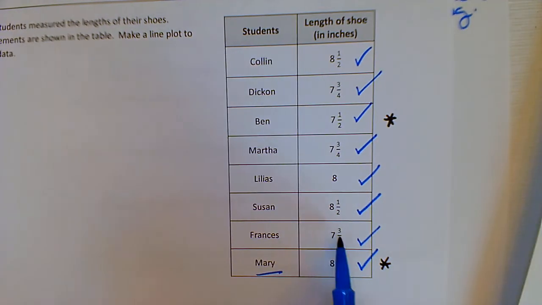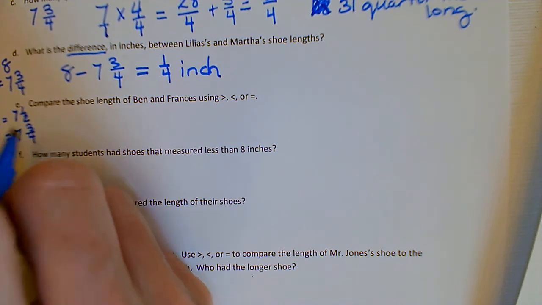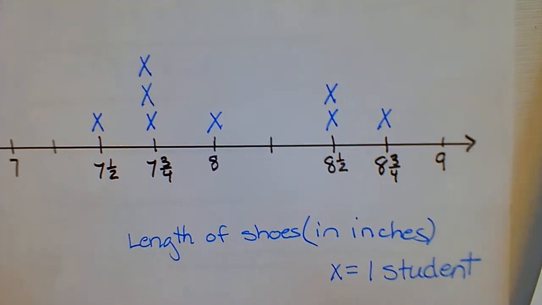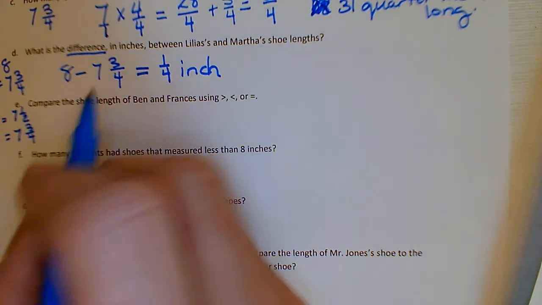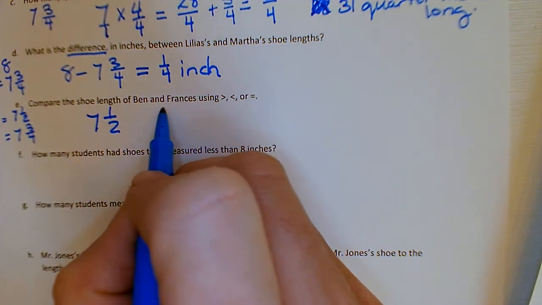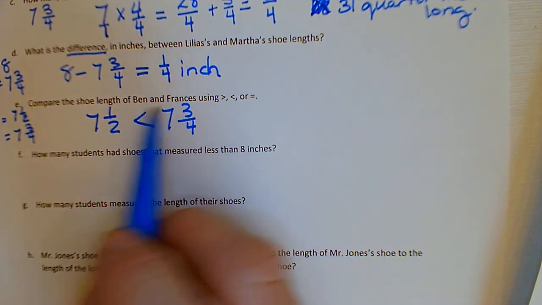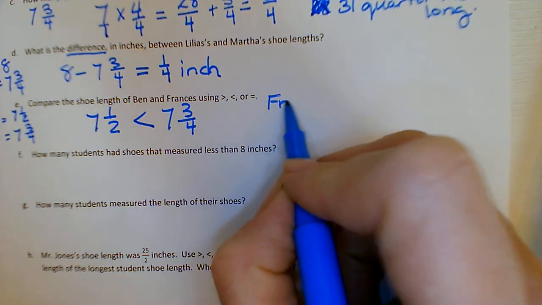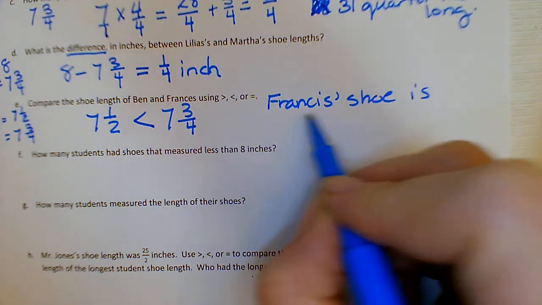And for Francis, we have 7 3/4. For this one, I'm definitely just going to jump on my graph because we already put everything on here. So we have 7.5, we have 7 3/4. And so you can see that 7 3/4 is definitely going to be larger. So Francis was 7 3/4, so Francis is larger. So Francis's shoe is larger.